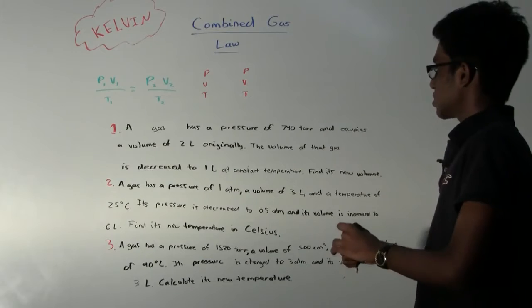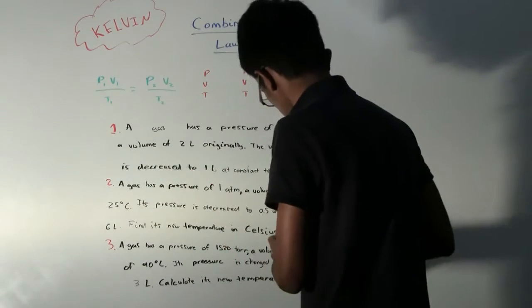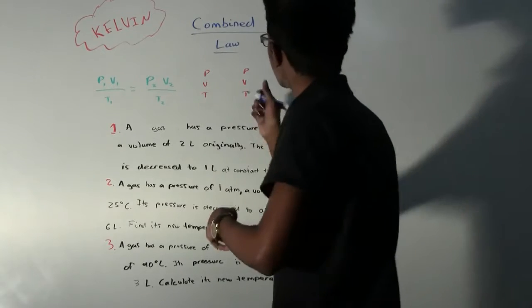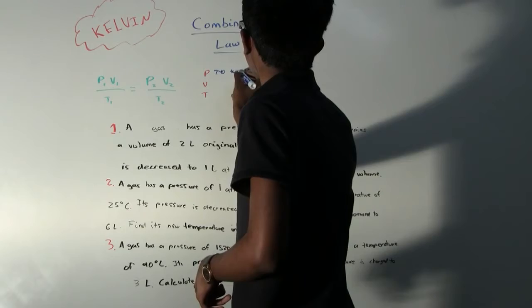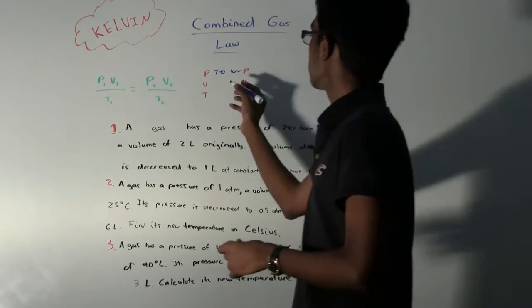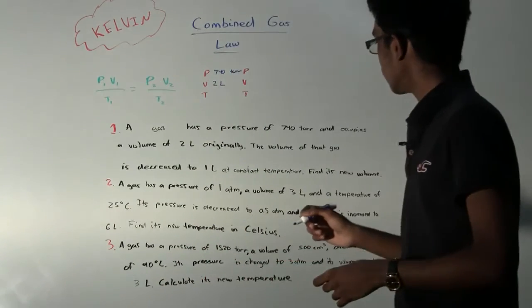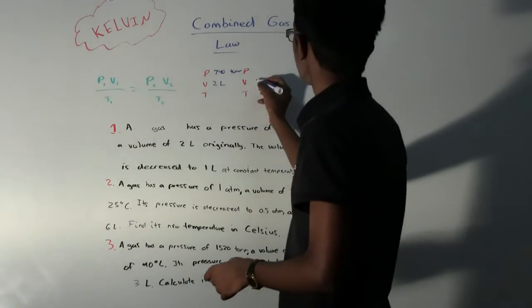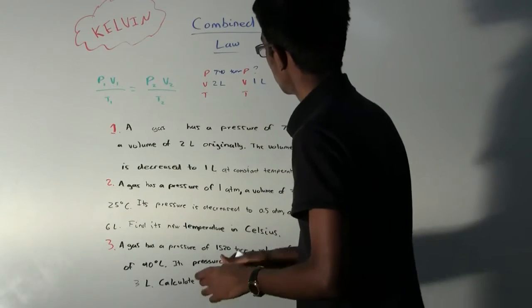So we say initially the gas has a pressure of 740 torr. So let me do that in a different color. Okay. And occupies a volume of 2 liters. And the volume of the gas, so the final volume, is 1 liter. And it's asking you to find the pressure.